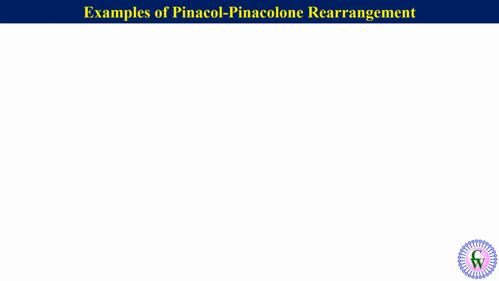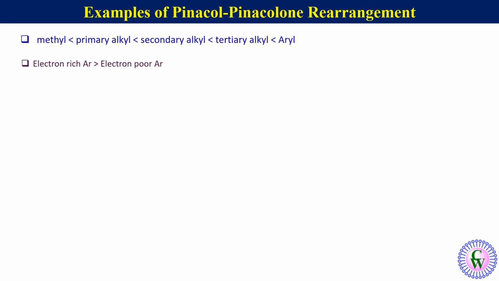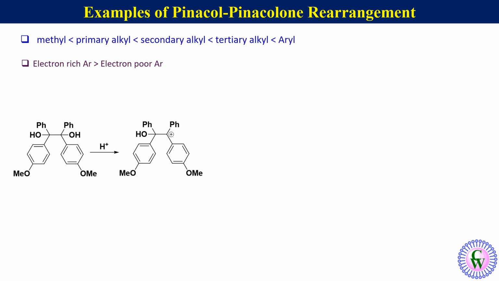In Pinacol-Pinacolone rearrangement, the migratory aptitude of groups follows this order. Among aryl groups, electron-rich aryl groups have greater migratory aptitude than electron-poor ones. Let's have this example for clarification. This is a symmetrical vicinal diol. So under acidic condition, removal of hydroxide ion will give only one carbocation.